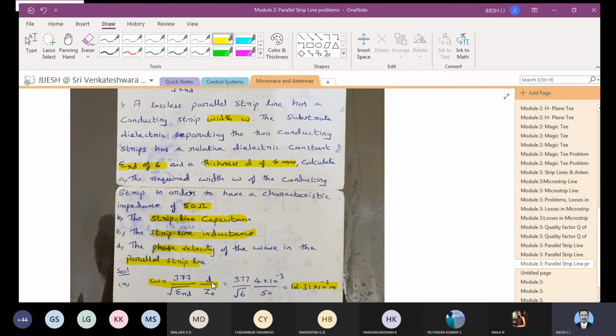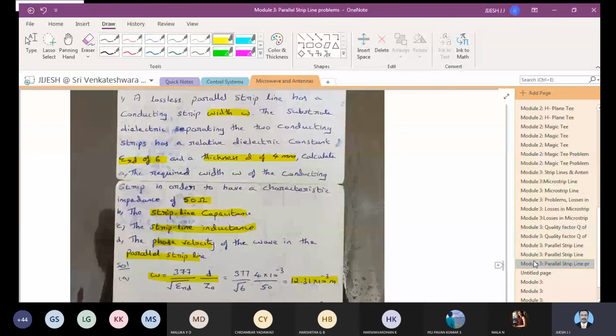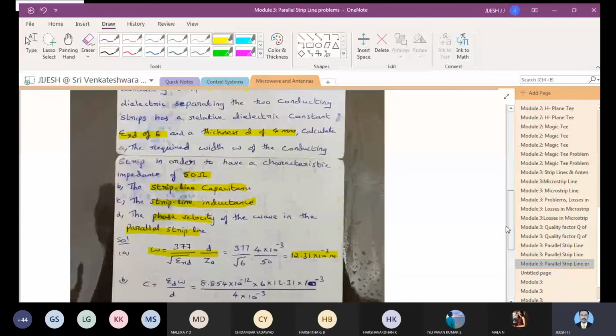Whether you could get the value for capacitance, use the equation and try. If you get it, just let me know. Anyone of you got the value for capacitance? Sir, it is 18.465. What's the unit? Okay, we'll see that. Use the equation C is equal to epsilon D W by D.